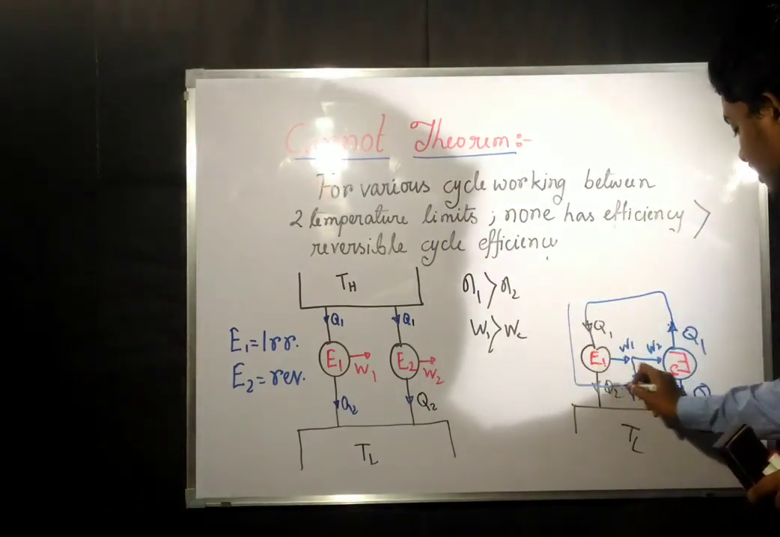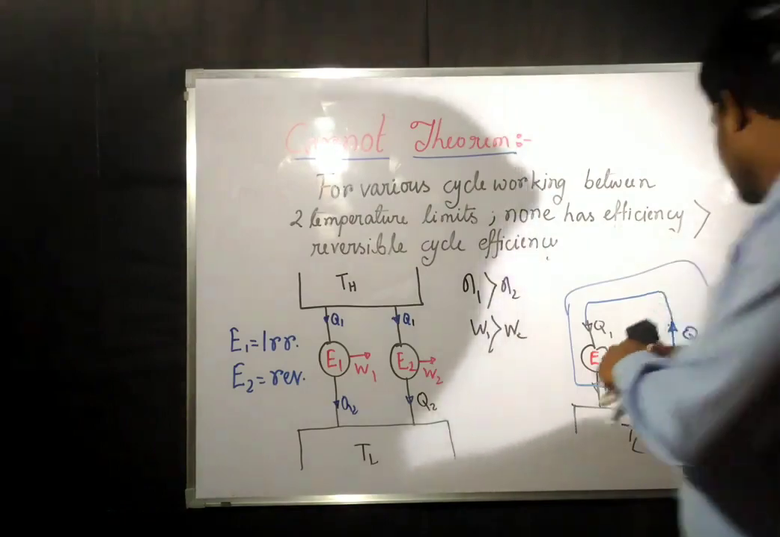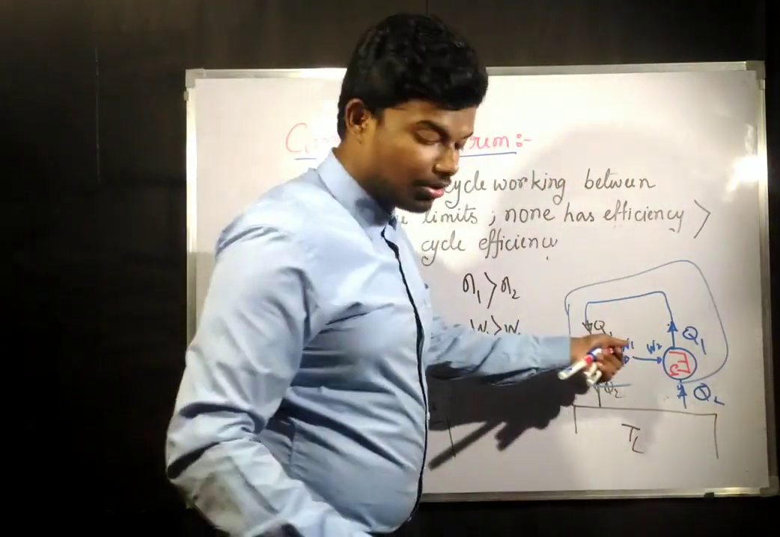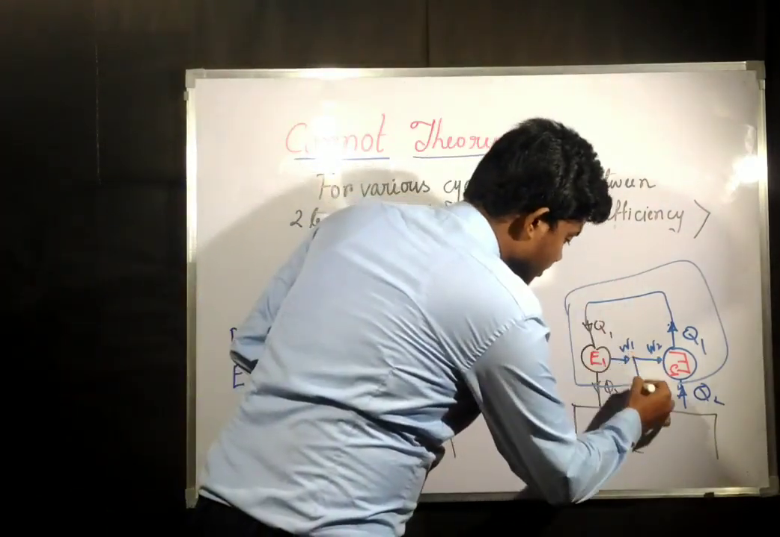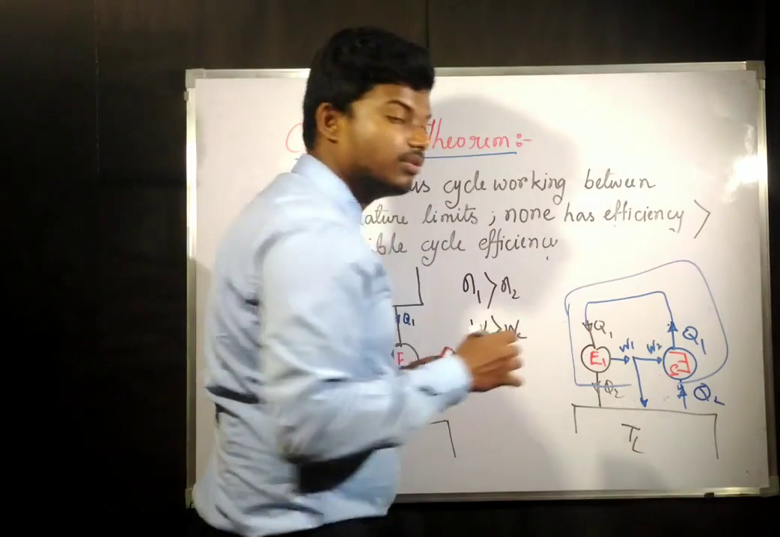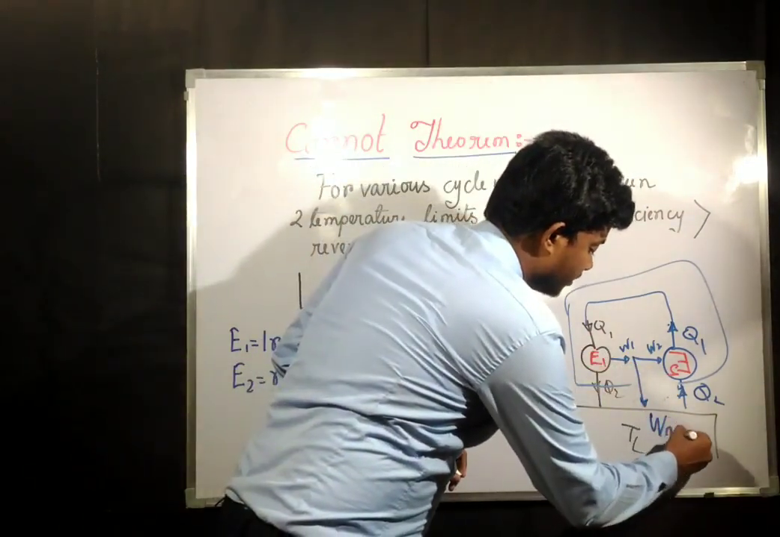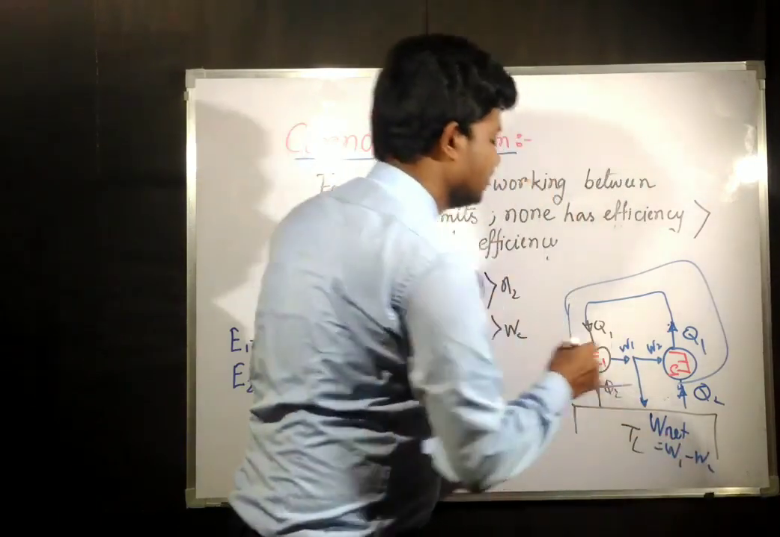We are considering this as the system. So there would be some W net here. After work output is coming out from engine 1, some part of that work is going to be given to E2. So there would be some W net, equal to W1 minus W2. Okay, this is the W net.